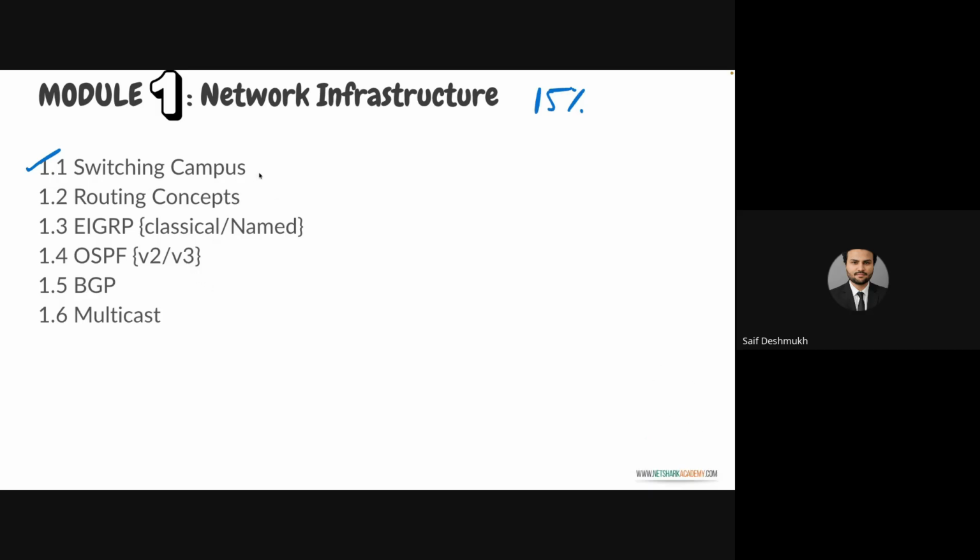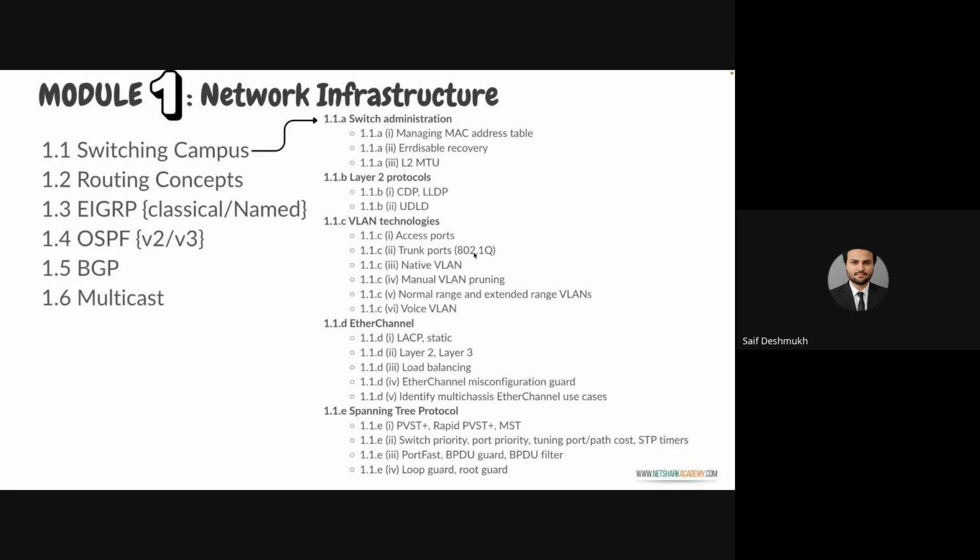Switch campus covers your spanning tree. 3 main topics are there: spanning tree, EtherChannel, and VLAN. Many of the older technologies they have removed. You don't have VTP, you don't have GLBP. They have also removed PAgP from EtherChannel. So basically you have LACP and static only.